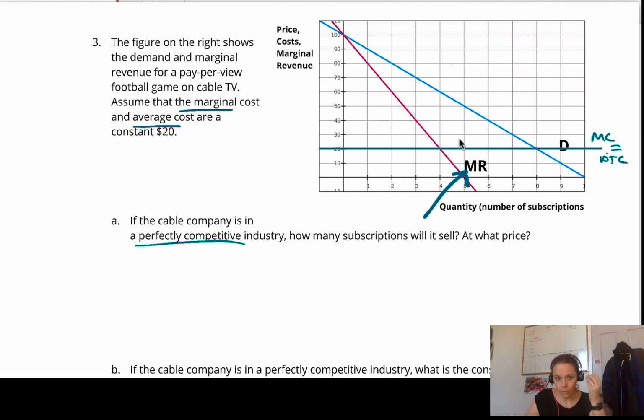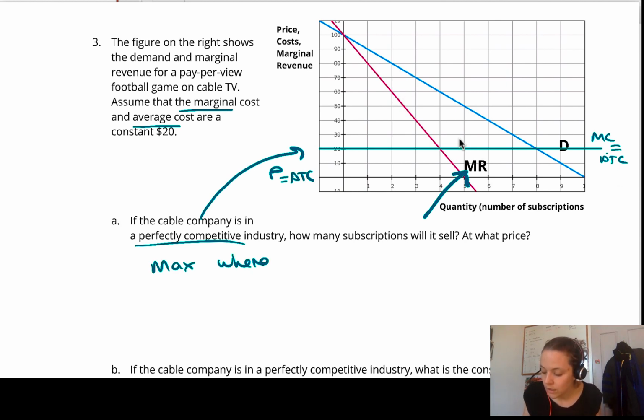Well, the one thing we know about perfectly competitive industries is that when they're in equilibrium, companies are producing at their minimum ATC. In a situation like this, our minimum ATC is constant, so it's always just the ATC, which means that in a perfectly competitive market, this is going to be the price. It's going to be equal to the ATC, reflecting that long-run equilibrium. So as a result, where do we maximize? We maximize where marginal revenue equals marginal cost.